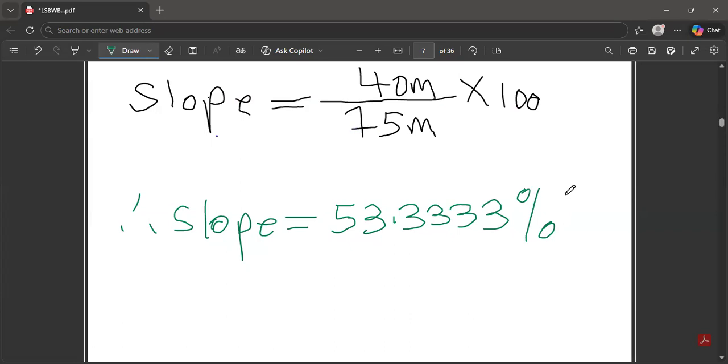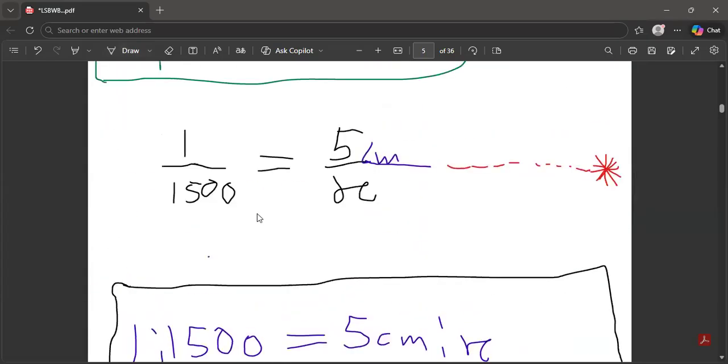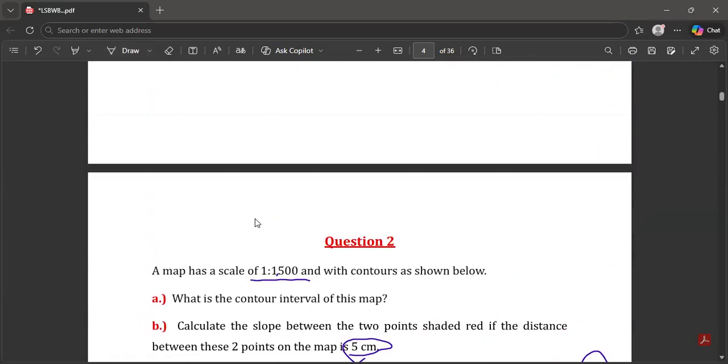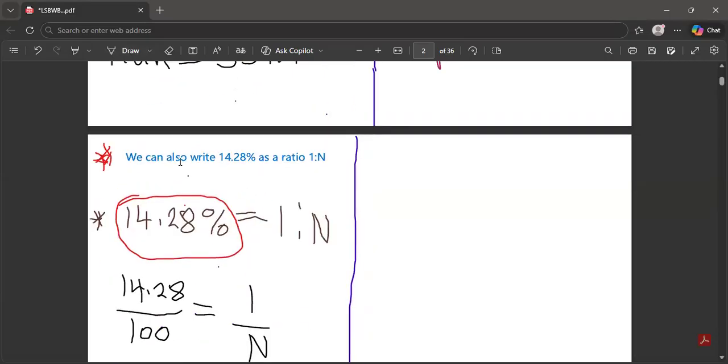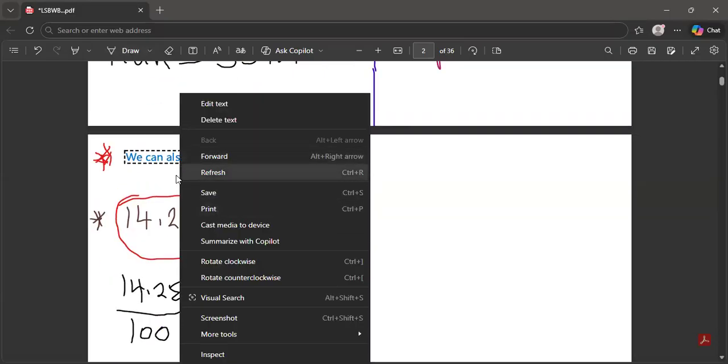Exactly. So let's go to the next question and see how we can play with the other question too. If you want to write it as 1 in n, it's just a matter of repeating whatever we did initially. Let's see if we can apply that same concept over here.